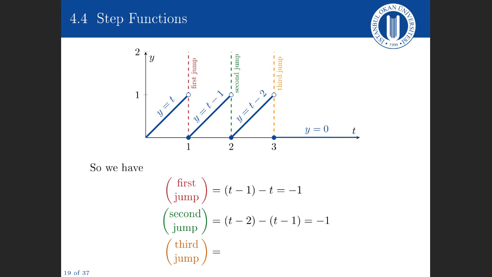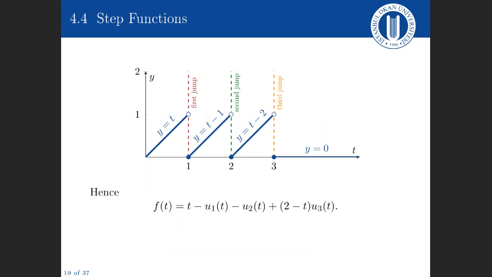At the third jump, the function on the right is 0, the function on the left is t minus 2. So it's going to be 0 minus (t minus 2). The third jump is going to be 2 minus t.